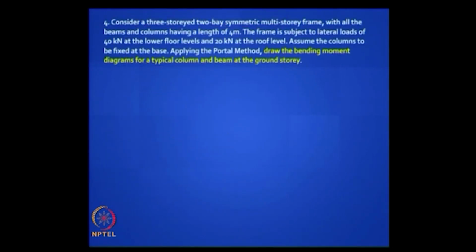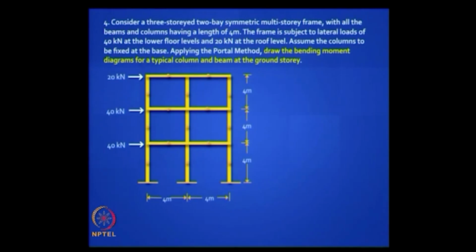Last problem, and this was the easiest problem, 3 marks. You were given a 3-storied 2-bay symmetric frame, okay. This was given to you and you were asked to draw the bending moment diagram for any column in the ground story and a typical beam in the ground story. It shouldn't take you more than a couple of minutes, but some of you somehow got everything wrong.